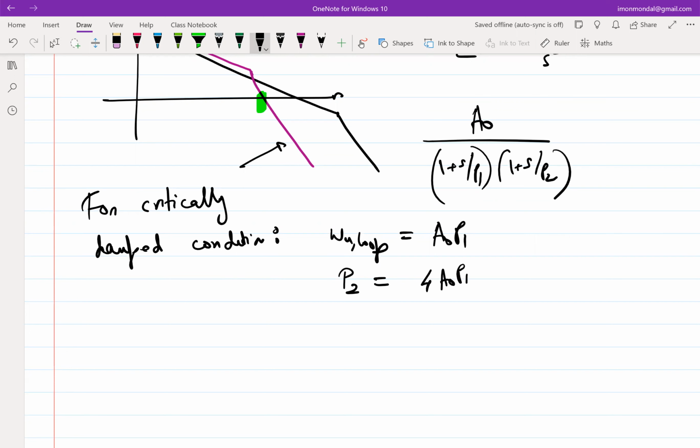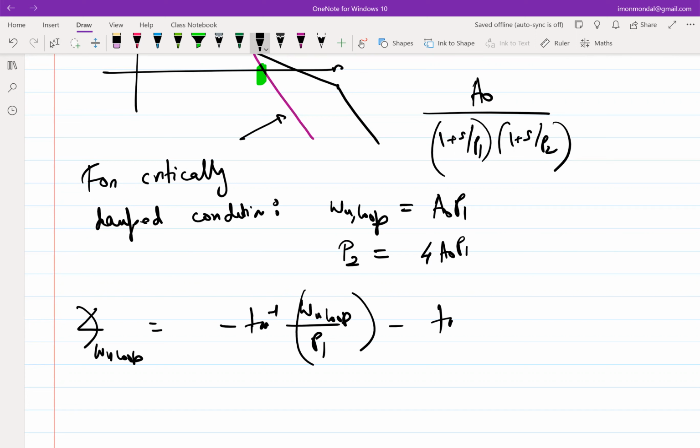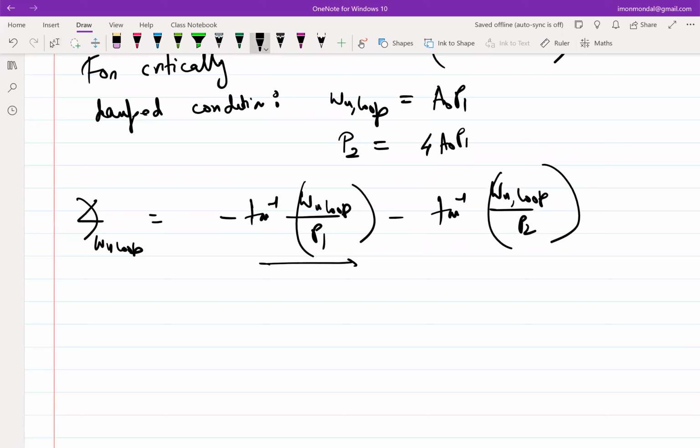So what will be the phase margin for this case? So minus pi by 2. What is the excess phase at omega u loop? So minus tan inverse omega u loop by P1 minus tan inverse omega u loop by P2. Okay, so this is approximately minus pi by 2 minus tan inverse 4, right? So tan inverse 4 is approximately 14 degrees because I remember by heart.